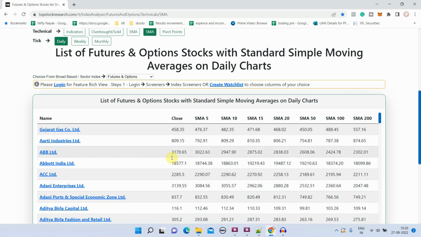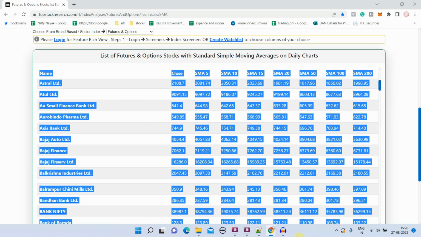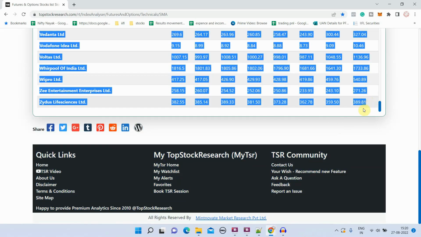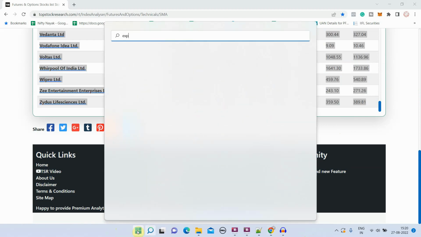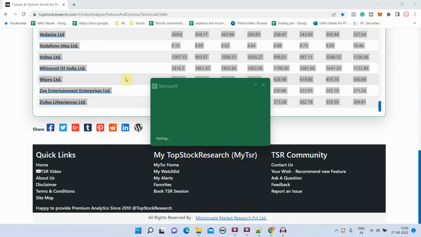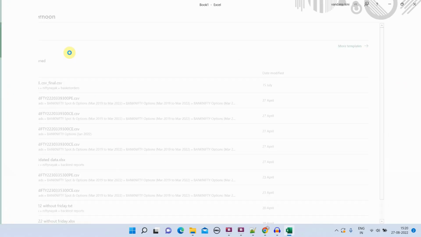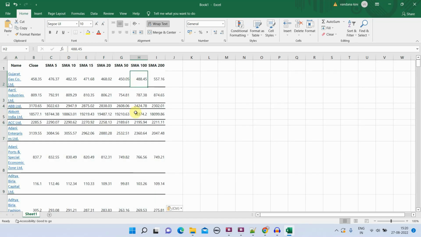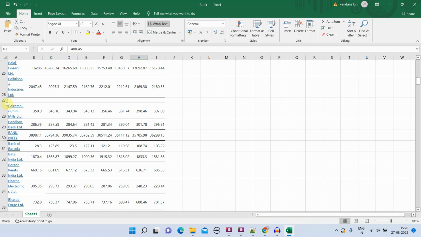So here you can see they have given all stocks, their close, and their simple moving averages: 5, 10, 15, 20, 50, 100, 200. Now what do I do? I just copy this entire data, open Excel, and paste this data in Excel. The problem here is there are a few blank lines which you may have to remove.